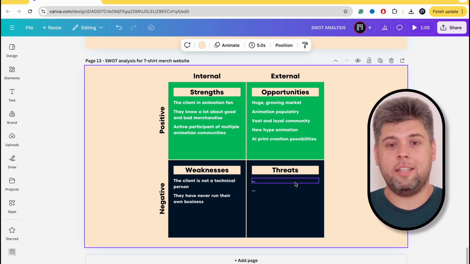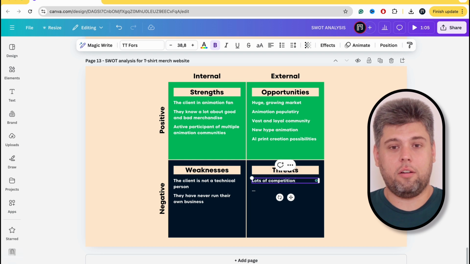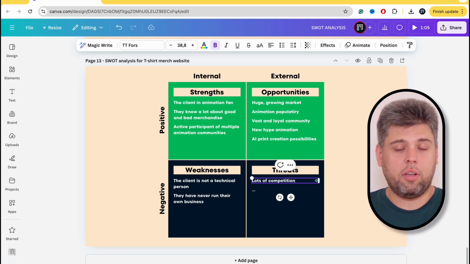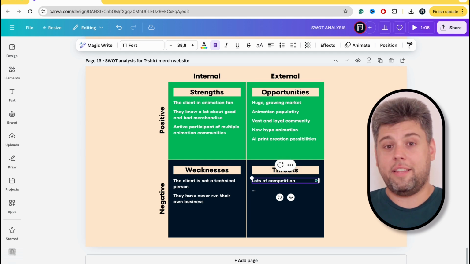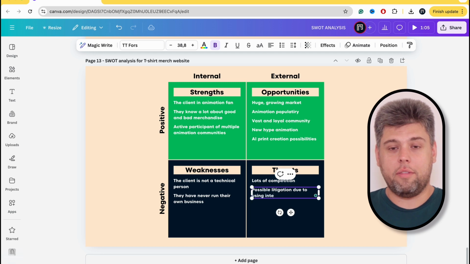Finally, threats. T-shirt printing business, and specifically for animation, is a huge market and there are a lot of competitors out there. So we really need to think about our unique proposition. So our competitors are our threats. At the same time, we could research our competitors and find out what works best for them and reuse these things for our project. What else is that animation studios could sue our client for using their intellectual property if the client doesn't do anything about that in advance.